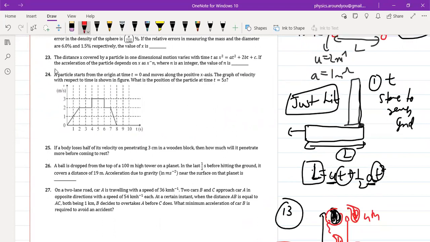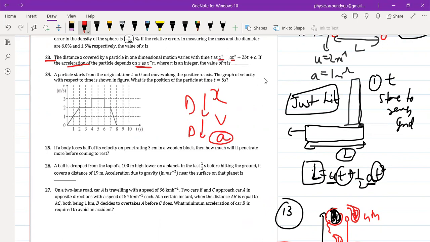Question number 23. Distance covered by a particle in 1D motion varies as x squared equal to at square plus 2bt, blah, blah, blah. How does acceleration depend on x? The holy flow chart: x, v, a. How will I get acceleration if position and time is given? I'll have to differentiate two times. But it is x squared, mind you, not x.